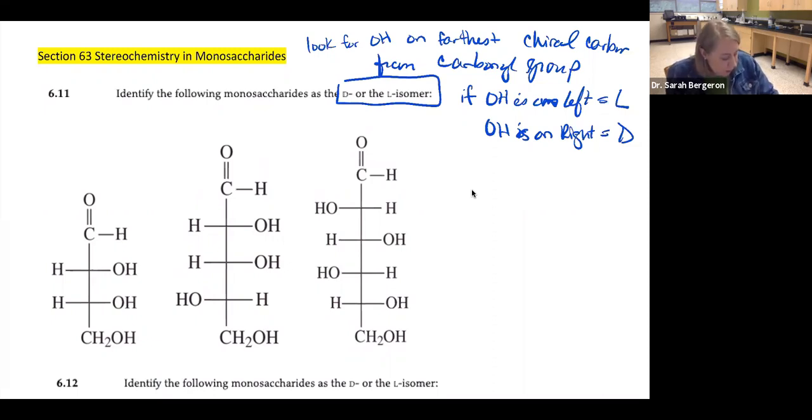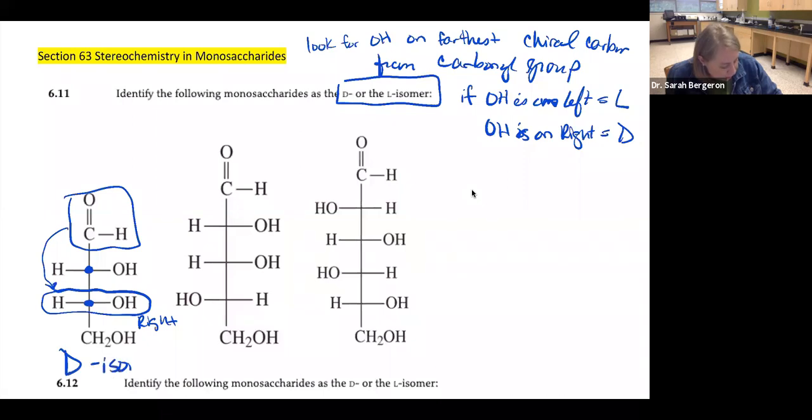Okay, so here's my carbonyl. I'm gonna go to my farthest chiral carbon, and I remember my chiral carbons are only the ones where I have that perfect plus sign. So I only have 2 chiral carbons in this molecule. So I go to my farthest one and I look at it. Is my hydroxyl group on the left or on the right? It is on the right. So this is a D isomer.